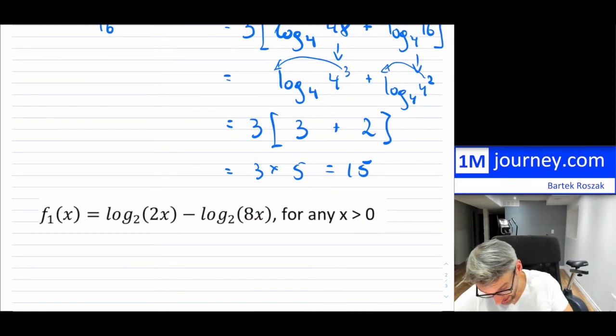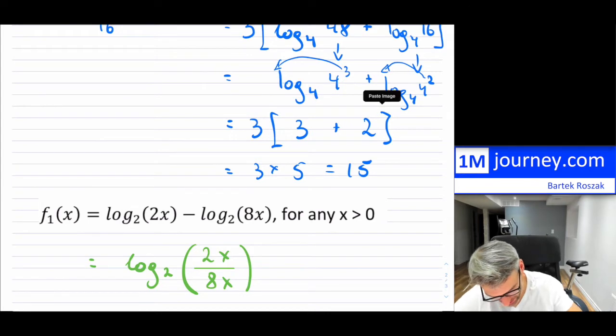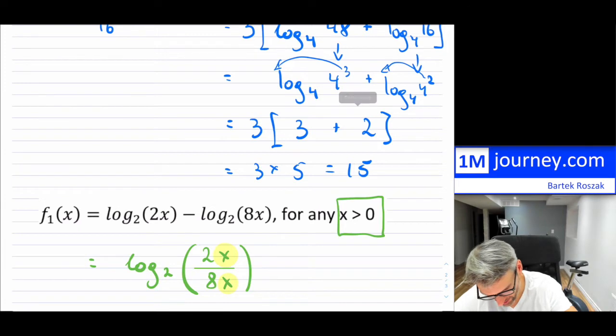So this is for any x. So log base 2, and this is 2x over 8x because of the minus. Well, the x's actually cancel. Notice this is for x greater than 0, so we don't have any problem here with the x's. So this x here will just cancel each other off.